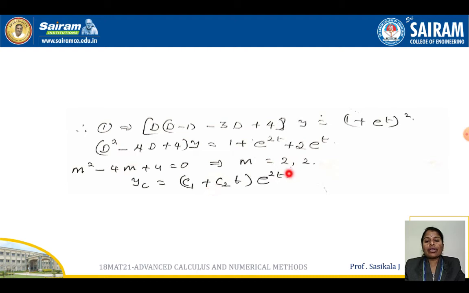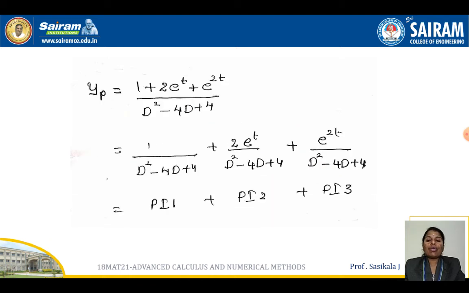So now, the roots are real and equal, so it will go for case 2. So c1 plus c2 into t. Here t is your variable because we have converted x to be expressed in terms of t. So instead of x we are supposed to use t, isn't it? (c1 plus c2 t) into e power 2t.